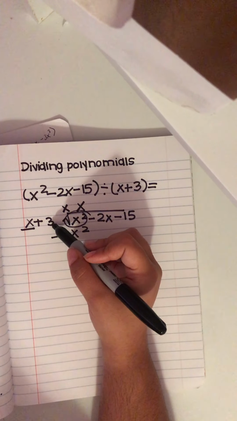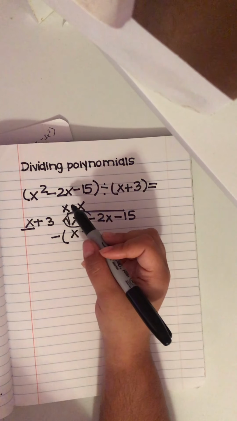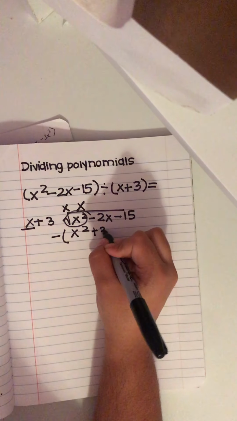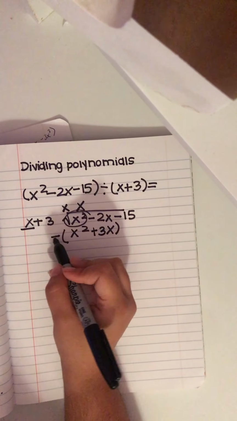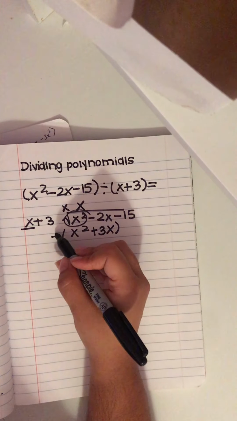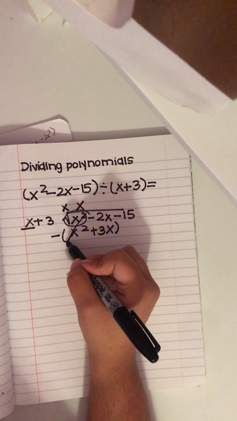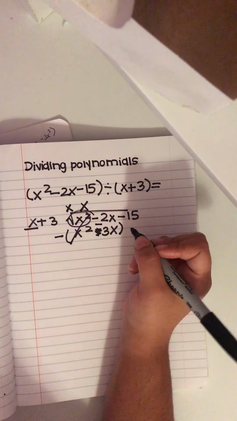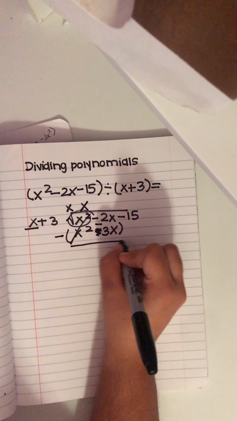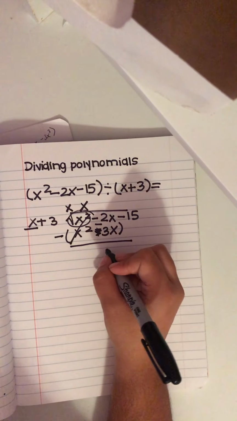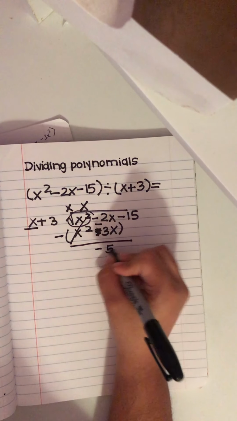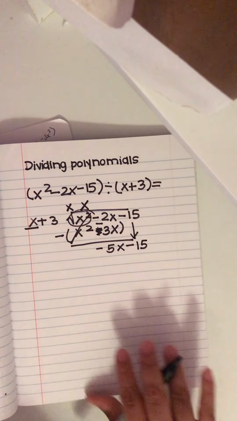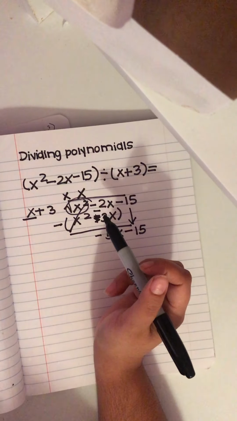So what you have to do is multiply 3 times x, which would give you a positive 3x. You have to distribute that negative, so this in turn would cancel. And then this one would be a negative 3x. So a negative 2x minus a 3x would give you a negative 5x. You bring down that negative 15. And then you start again.